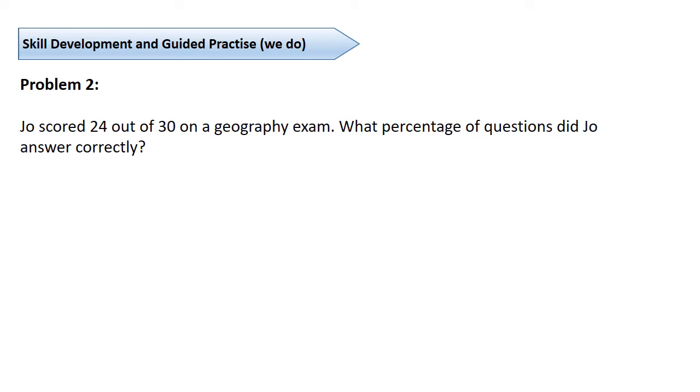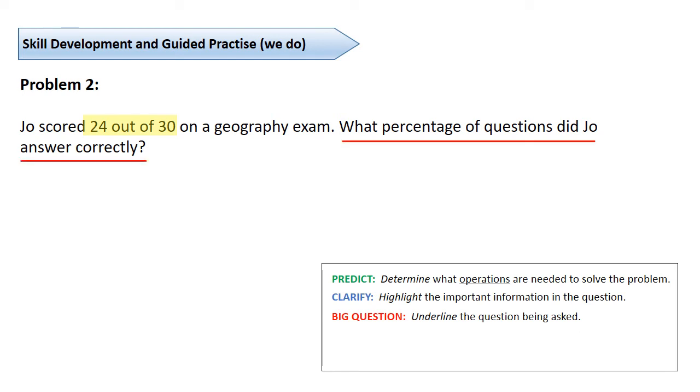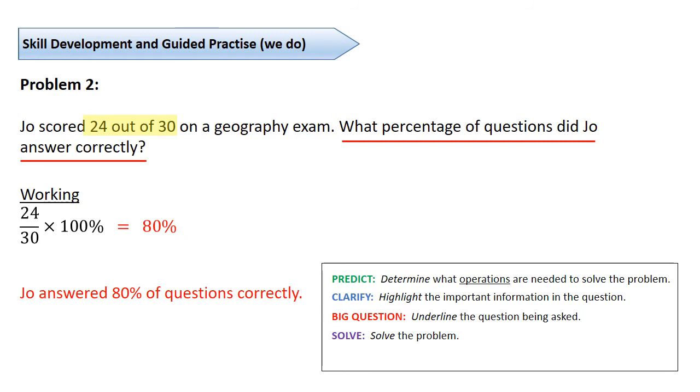Okay, word problem number 2. Jo scored 24 out of 30 on her geography exam. What percentage of questions did Jo answer correctly? So we've highlighted the 24 out of 30, that's the important information. And we also want to know what percentage she got. So write that down as a fraction, 24 over 30, timesing it by 100, Jo got 80% correct.